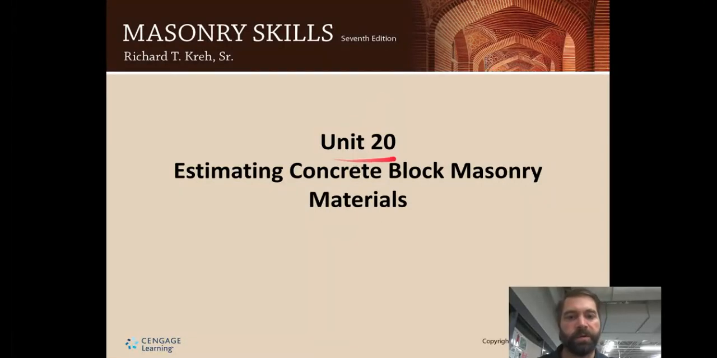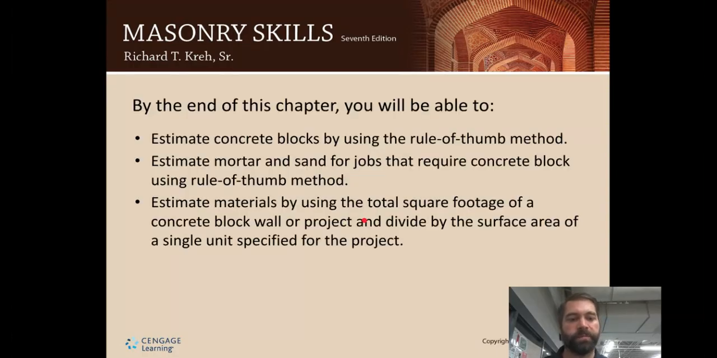Today we're going to go over Unit 20, Estimating Concrete Block Masonry Materials. By the end of this chapter, you're going to be able to do a few things. You'll be able to estimate concrete blocks by using the rule of thumb method, estimate mortar and sand for jobs that require concrete block using the rule of thumb method, and estimate materials by using the total square footage of a concrete block wall or a project and divide by the surface area of a single unit specified for the project. What does that mean?